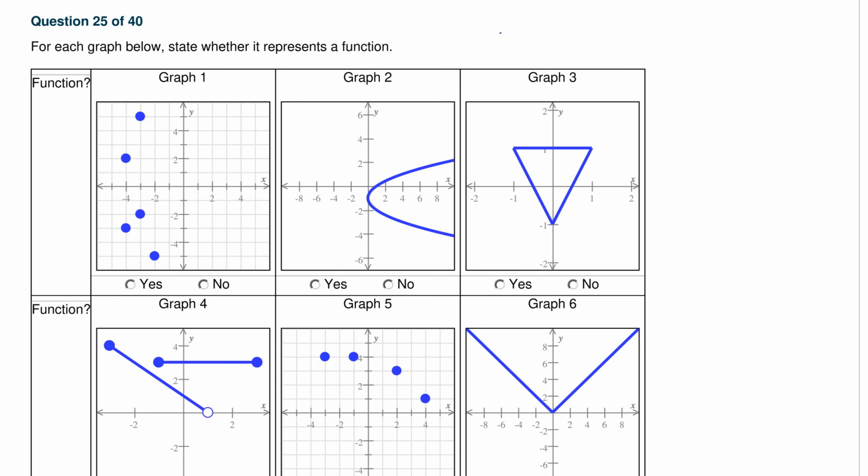This is the third video for the first semester final review. We're going to start with problem 25. For each graph below, state whether it represents a function.